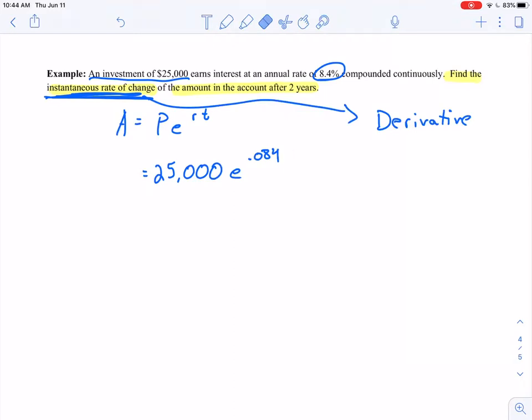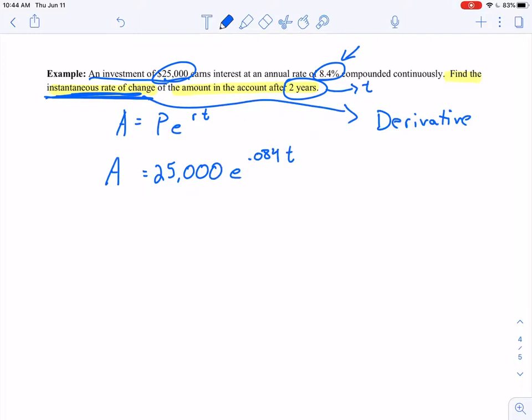So what I actually want to do is think about what's changing here. 25,000, that's my initial investment. The amount in the account is changing, but the initial amount that I start with, that's not changing. The annual interest rate is not changing. It's always going to be 8.4%. The only thing that can change here is t. How long do I leave the amount in the account for? So I'm going to leave this as t. And then here we'll just leave this as A for right now.